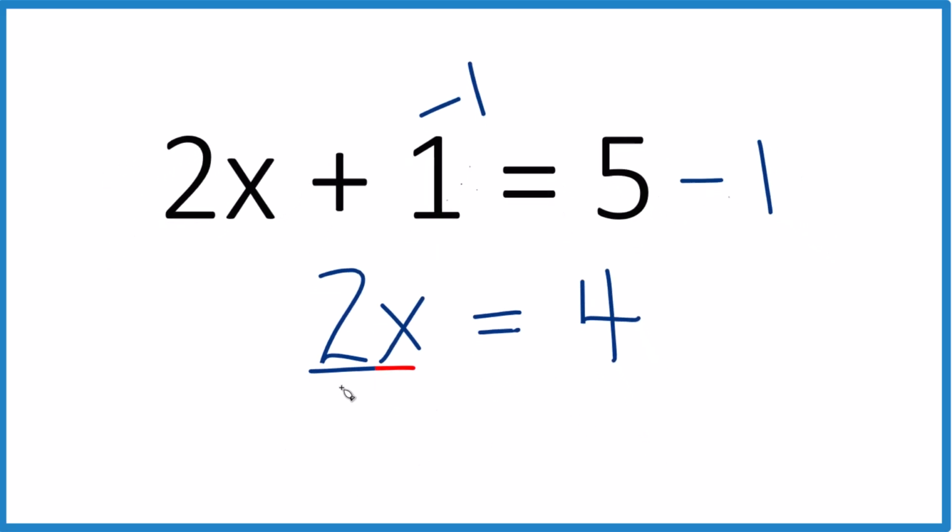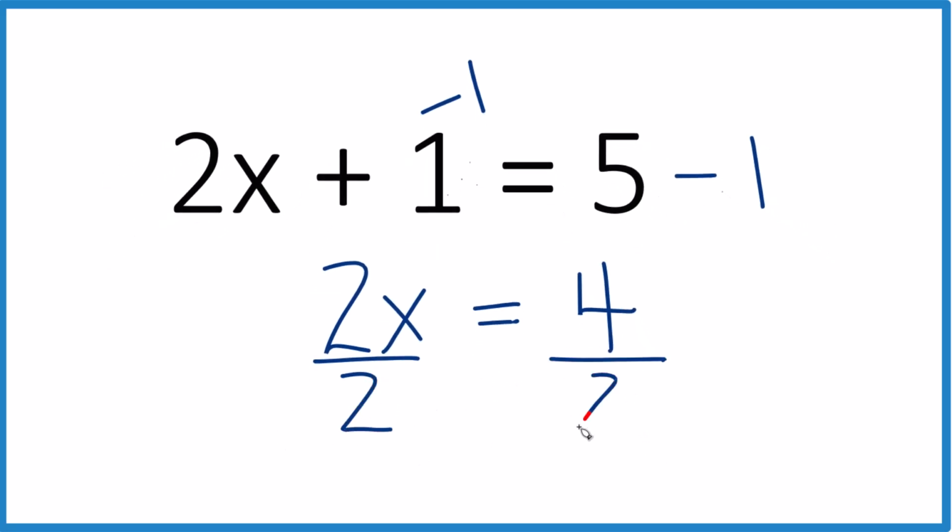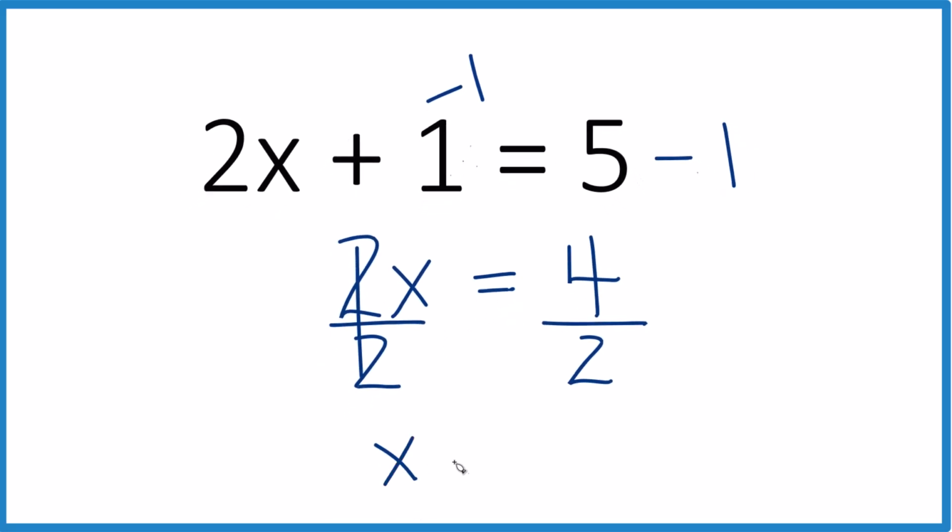But now we can just divide by 2 here and here. 2 over 2 is 1. 1x, that's just x. 4 divided by 2, that equals 2. So the x in 2x plus 1 equals 5, it's equal to 2.